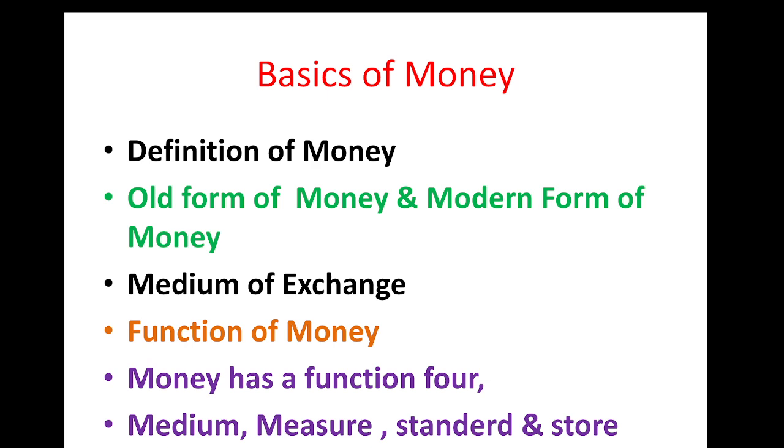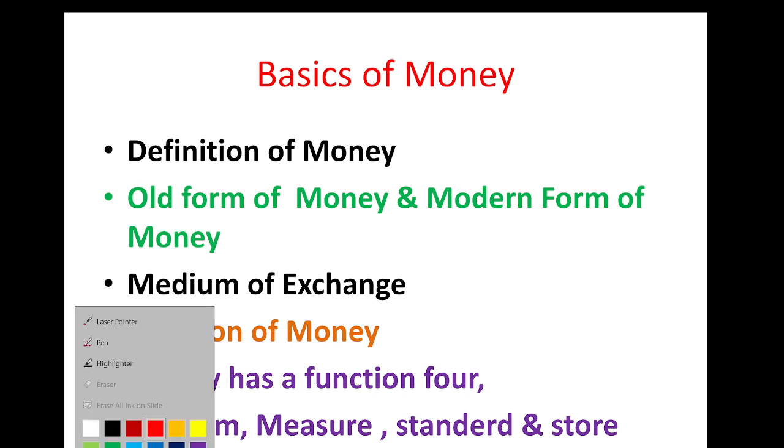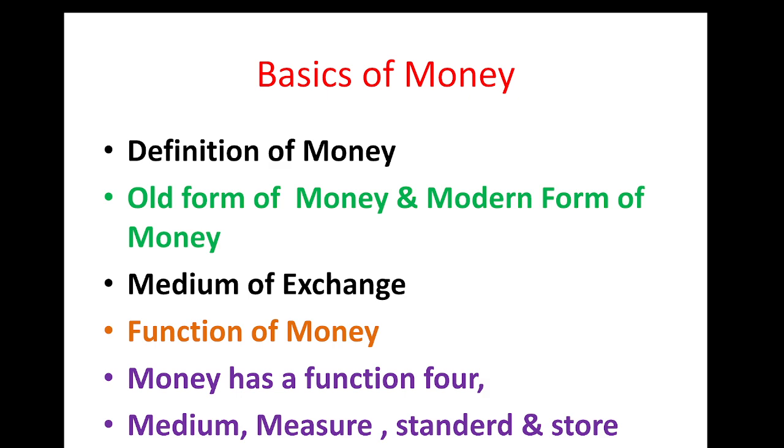What is money? Money is the thing which is used as media of exchange. Students, you can see as a media of exchange. And if we go for the ancient time, there is an old form of money. The old form of money is goods, gold, silver. These are called old form of money.